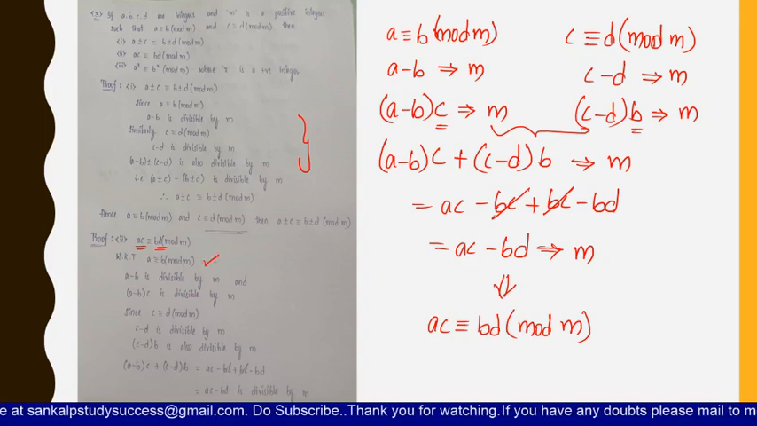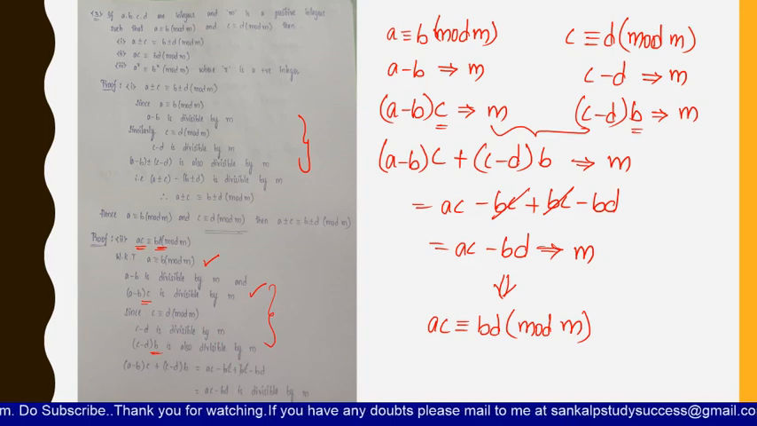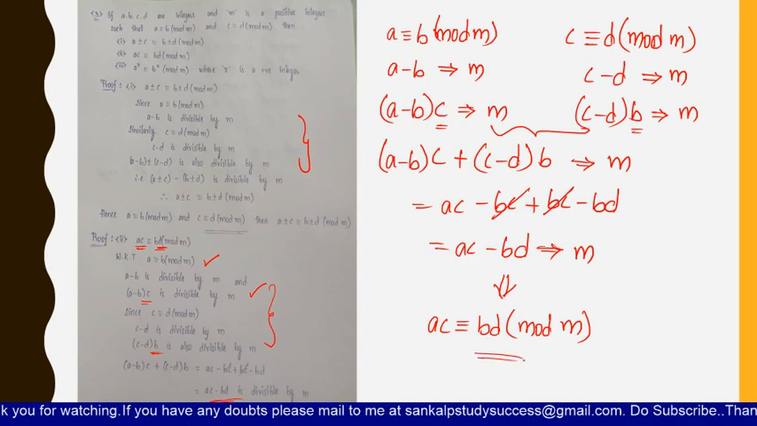See here. Here we have this equation. From this you can say a minus b is divisible by m. Now we are just multiplying c to a minus b. This is also divisible by m. Now c is congruent to d mod m. Here we are multiplying b here. Now combining these two equations, we will be left with ac minus bd after simplification. So you can represent ac minus bd as ac is congruent to bd mod m. So this is the second property which we have.